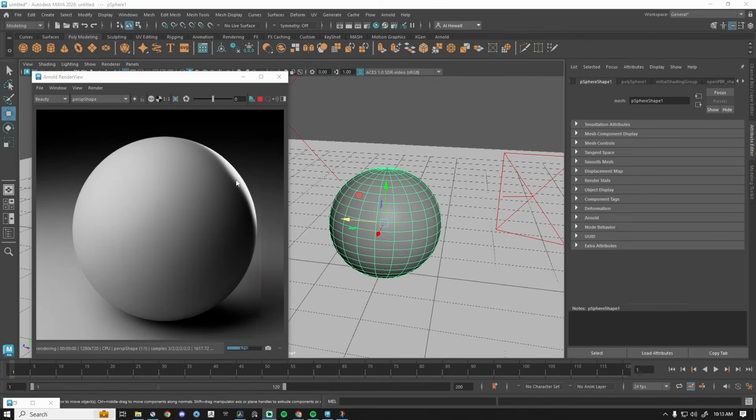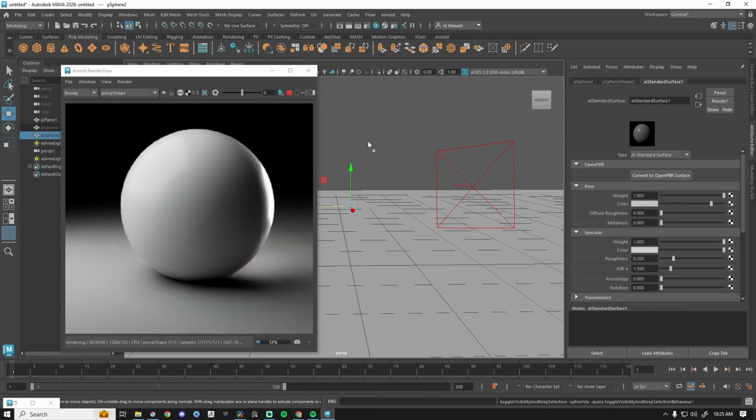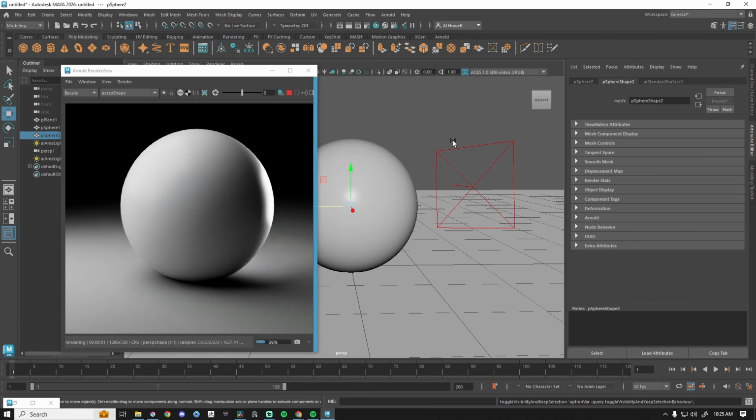We're in Maya 2026. Okay, so we have two spheres here. The first one, actually sphere 2, is an AI standard surface, and sphere 1 is the Open PBR. And we're going to take a look and see if there's any differences between the presets within these materials visually.